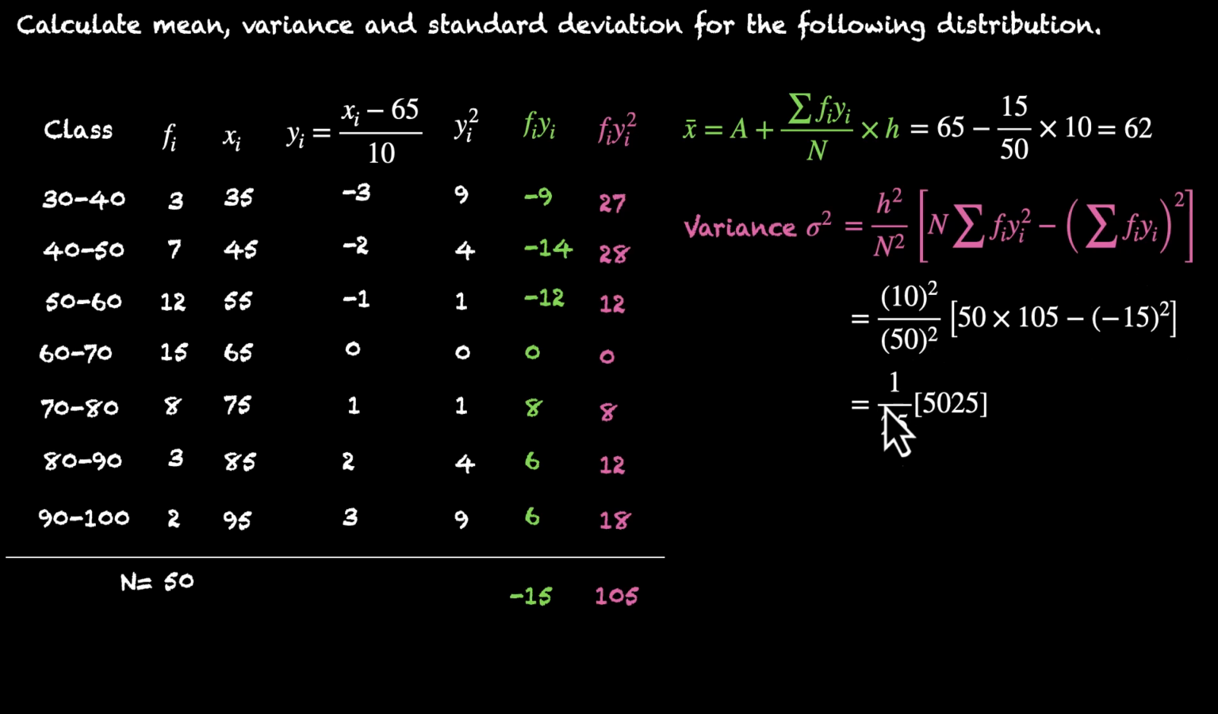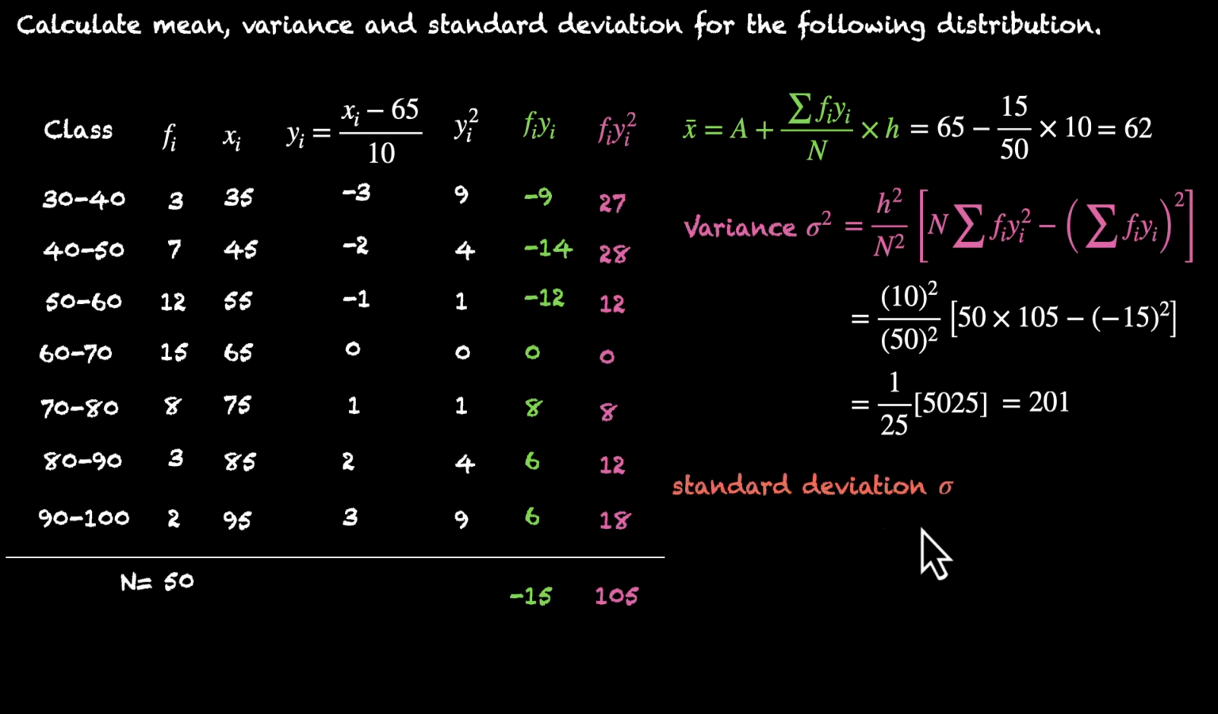So this is 1 by 25 because this becomes 100, this becomes 2500. So that's 1 by 25. This is 50 times 105. That's 5250 minus 15 squared. That's 225. So 250 minus 225, that's 25. So we have 5025. So let's divide 5025 by 25. 25 tens are 250, times 20 is 500, times 200 is 5000. So this is 201. So our variance is 201.